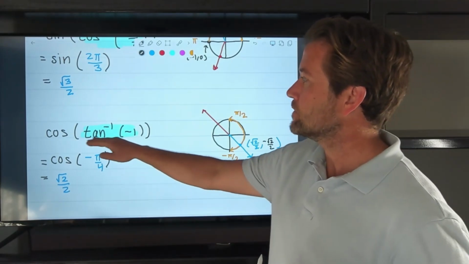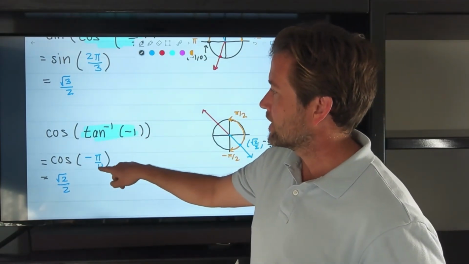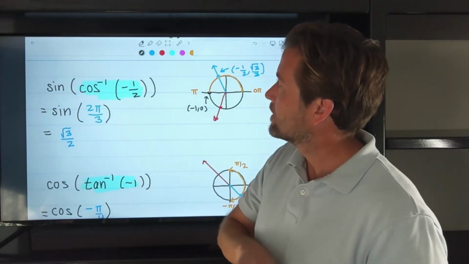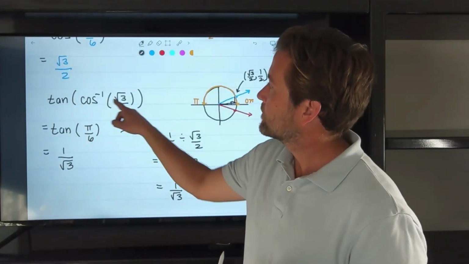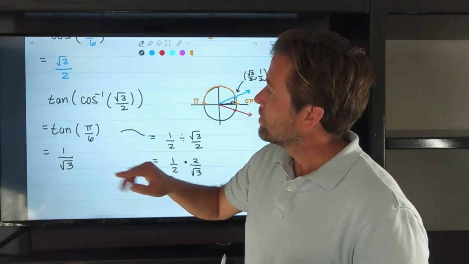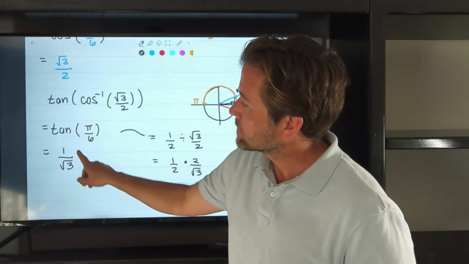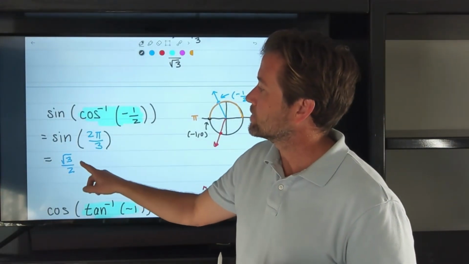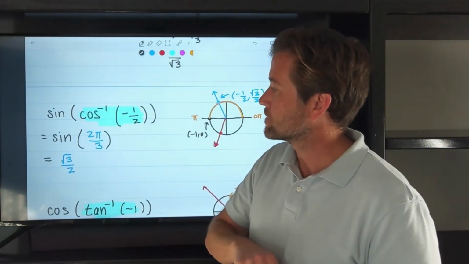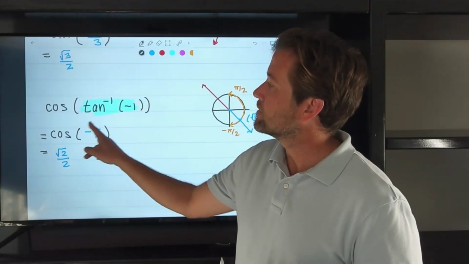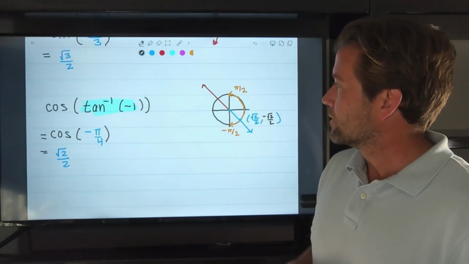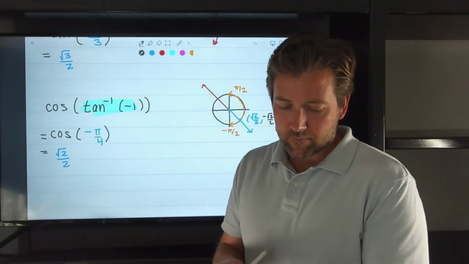Again, when you see an inverse trig function, the output's an angle. Inverse trig function, this outputs an angle. But now the tangent of an angle will be the slope of that angle. The sine of the angle is the y-coordinate where that angle intersects the unit circle. Cosine of the angle is the x-coordinate where the angle intersects the unit circle.